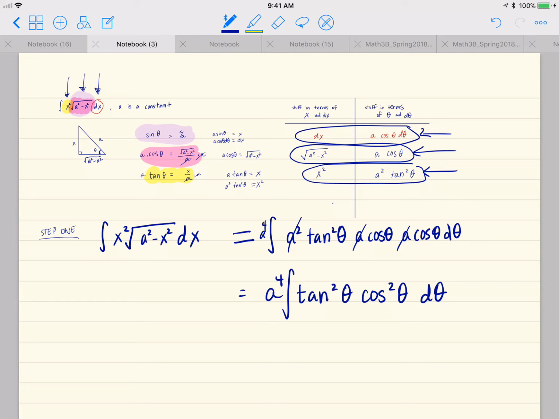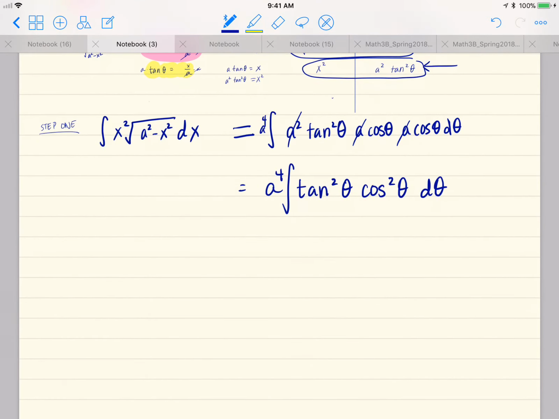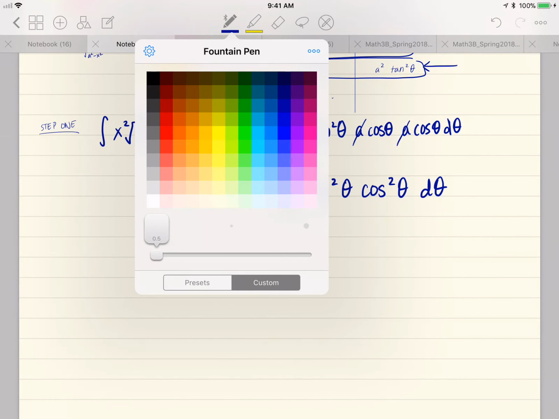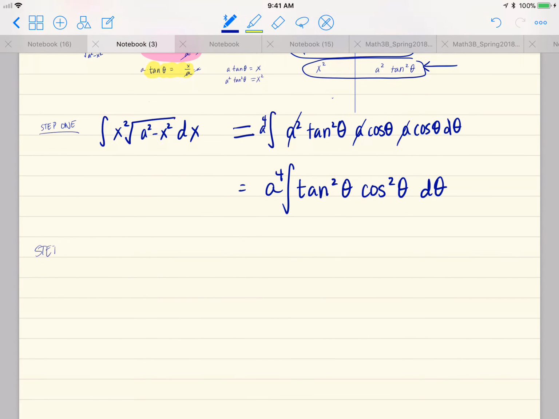Okay, so this is a trig integral. And if we were to solve this trig integral, we would say, how do you solve a trig integral? Right, so step two would be solving the trig integral.